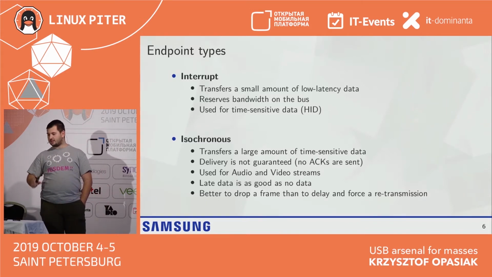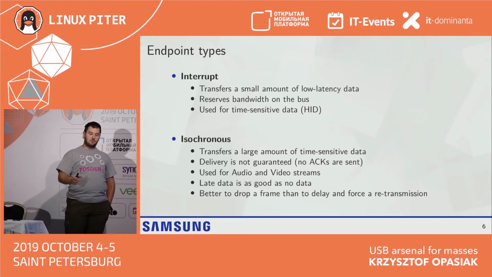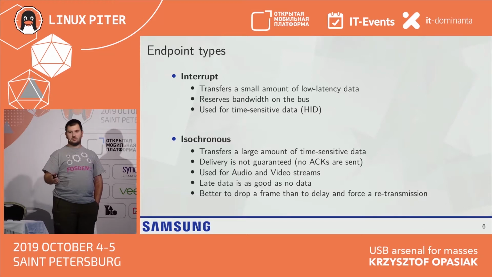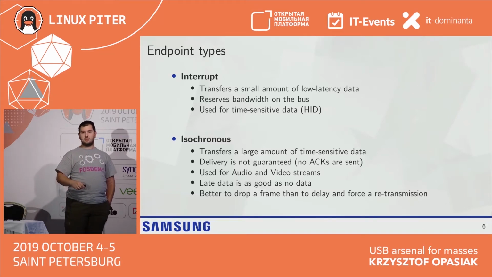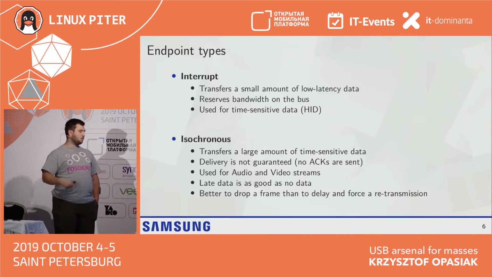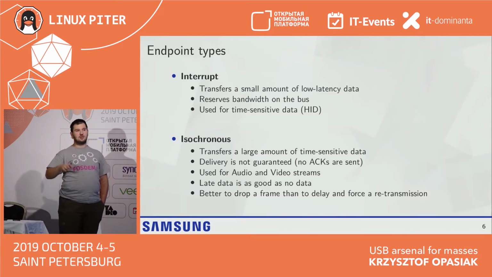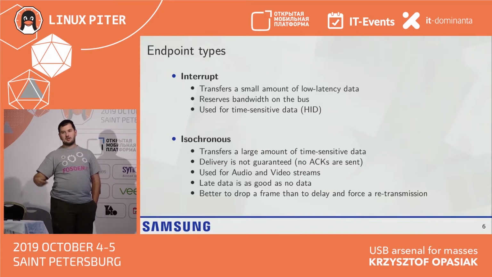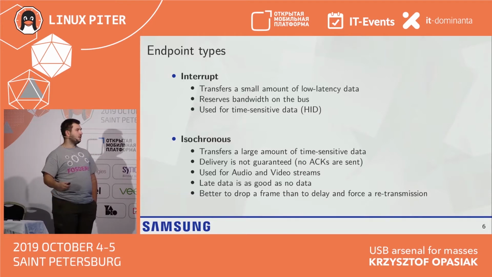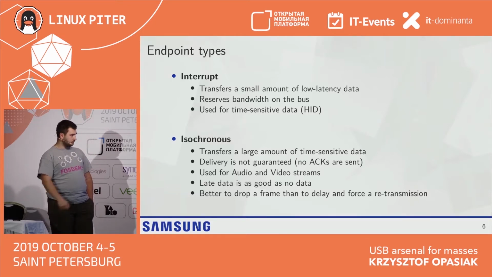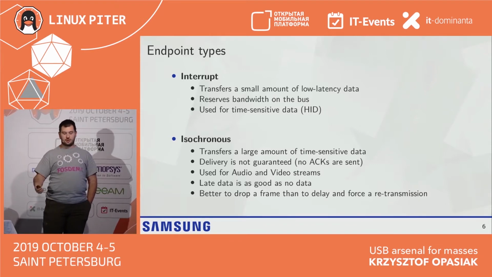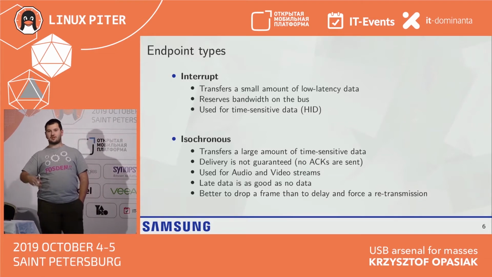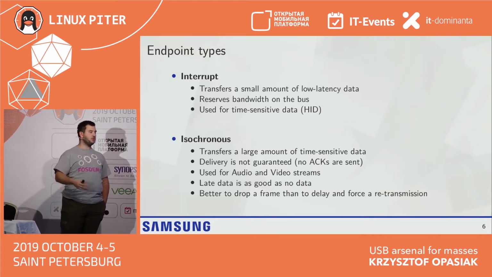And the important thing is that it reserves bandwidth on the bus and can be used for very time-sensitive applications like human interface. So if you move your mouse, you need to minimize the delay. As we will see later during the talk, interrupt is only a name for that kind of transfer, because there are no real interrupts like we know from the hardware. It's only polling with a strictly defined interval by the host. The next one is ISO, which is used to transfer a large amount of time-sensitive data, but there is no free lunch. If you transfer a large amount of data, there is no delivery guarantee.